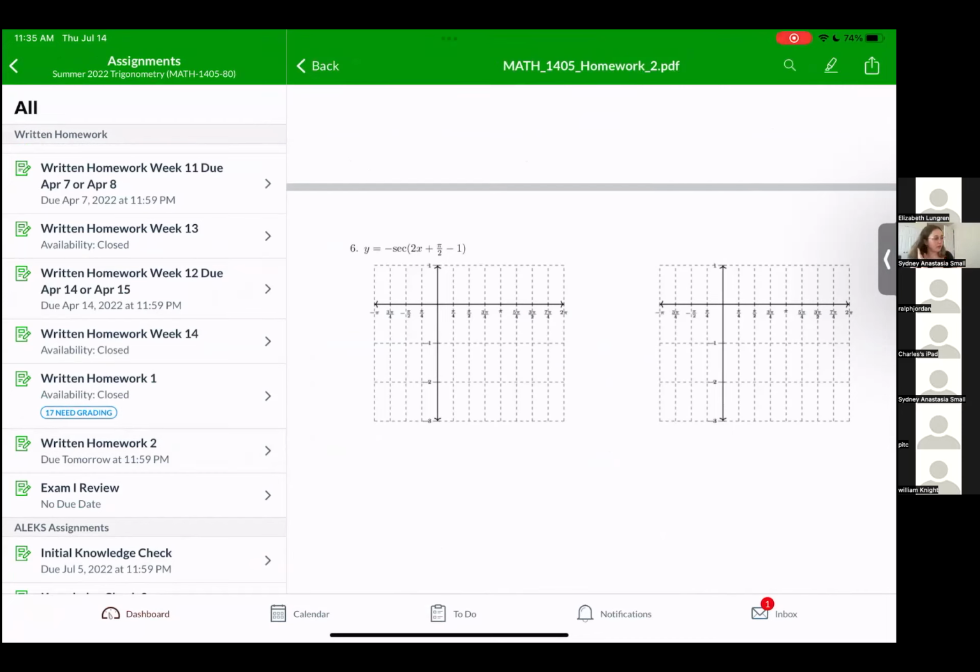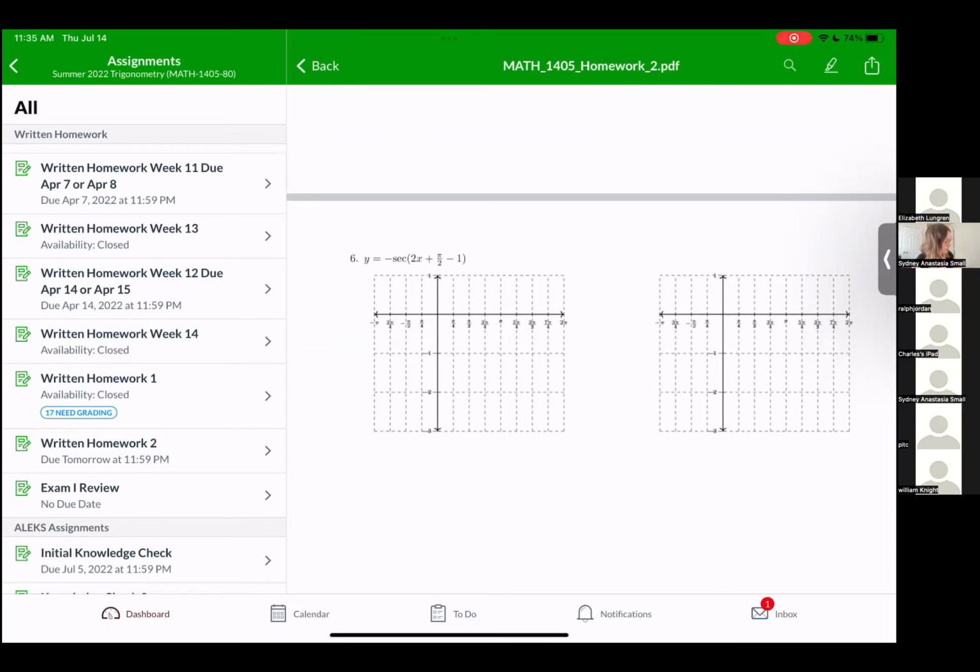Thank you for asking. That is called a typo. Oopsies. This should actually be y equals negative secant of 2x plus pi over 2 with the -1 outside of the parentheses. So it will be a vertical shift. Thank you for noticing that. I didn't realize that was a typo, and I will put out an announcement after class clarifying that the -1 should be outside of the parentheses. It is a vertical shift.